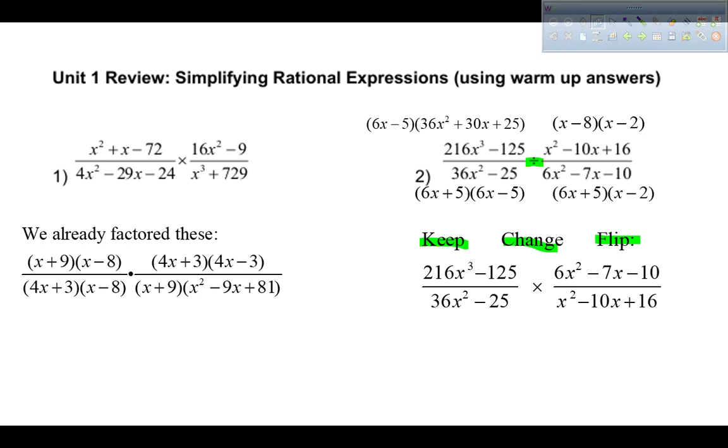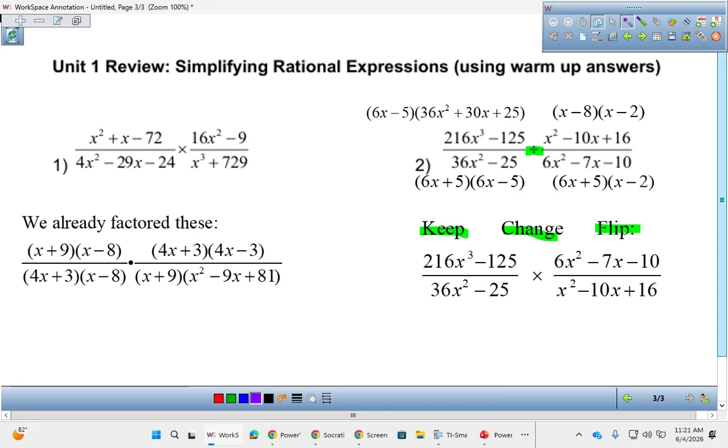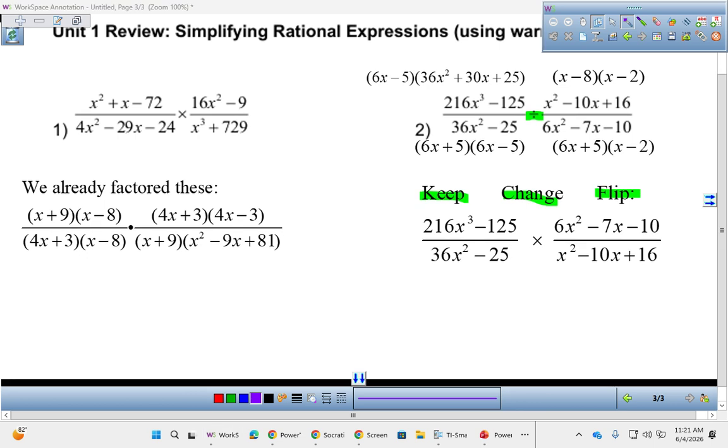And then what I would do from there is I'd find first the restrictions, right? X cannot be anything in the denominator. X can't be negative 3/4. X can't be positive 8. X can't be negative 9. This one, if you graphed it, doesn't intersect the x-axis. You could do quadratic formula on it. You're going to get a negative discriminant. Okay, so there's no restriction here.